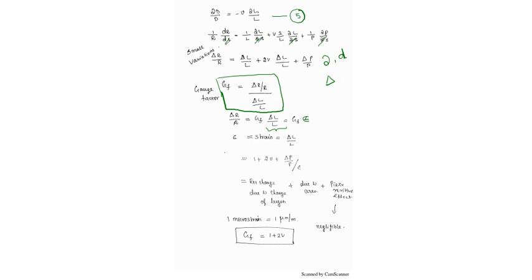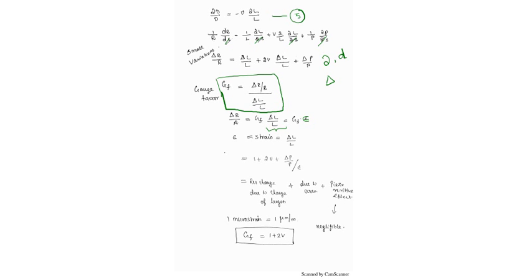So the first term, del L by L, if I divide this, I will get 1. So this is resistance change due to change of length. Then the second one is due to area. The third term is due to the piezo-resistive effect. When you consider this, the piezo-resistive effect is a very negligible amount. So you will have finally 1 plus 2v.